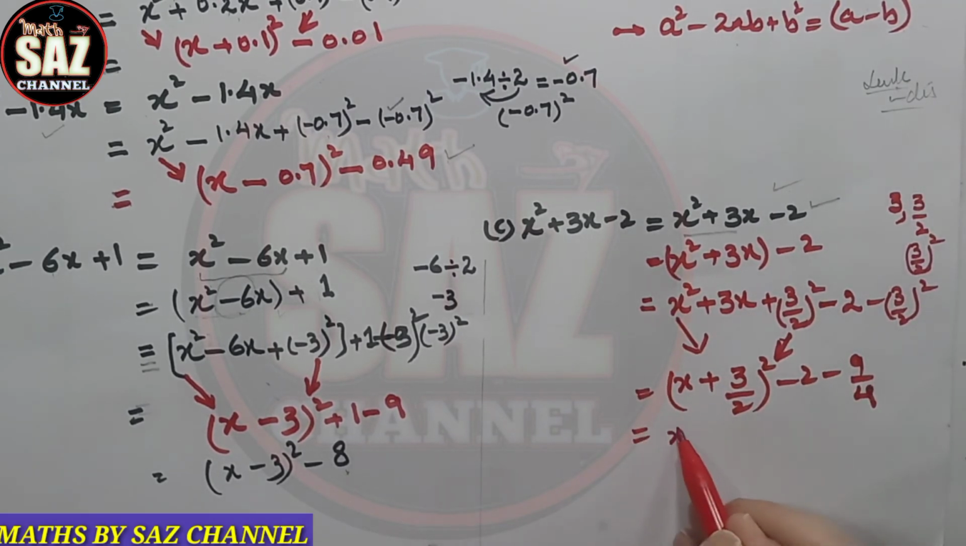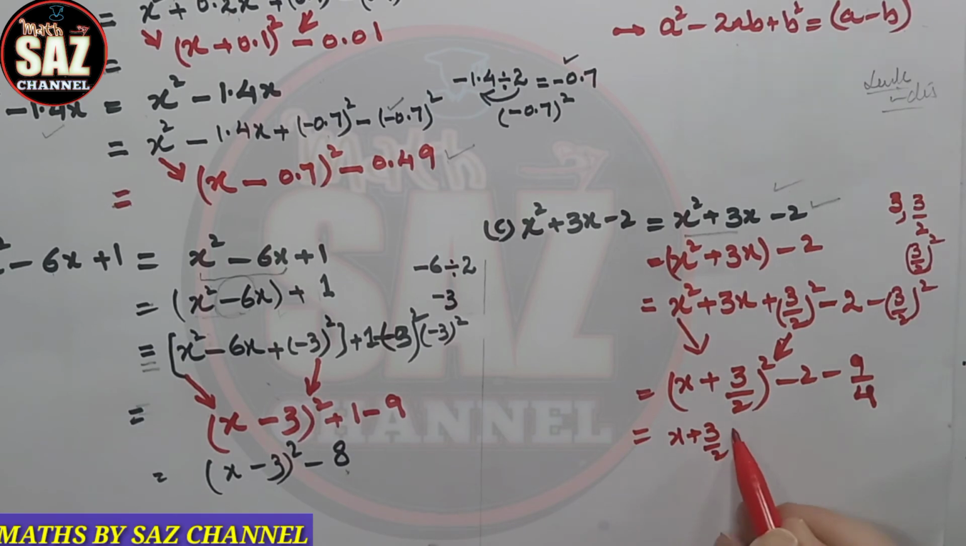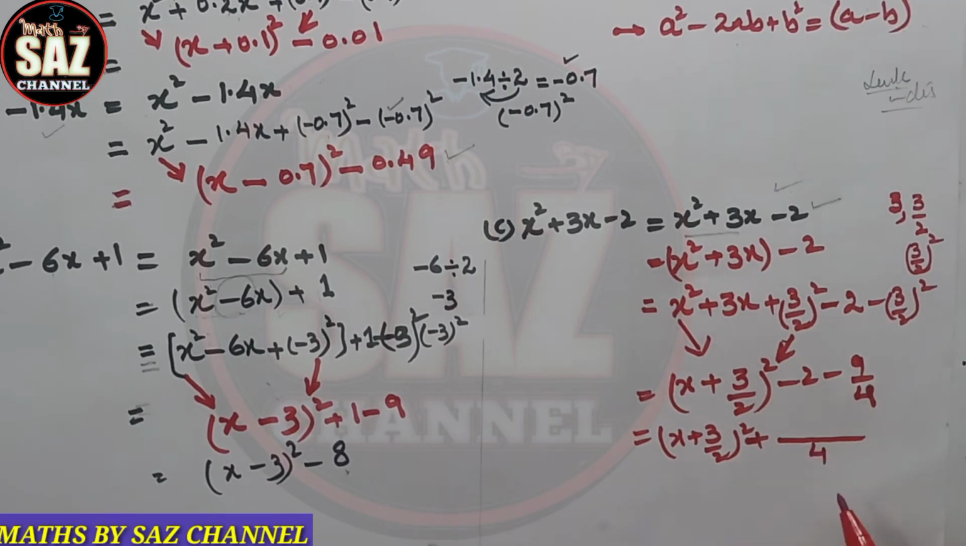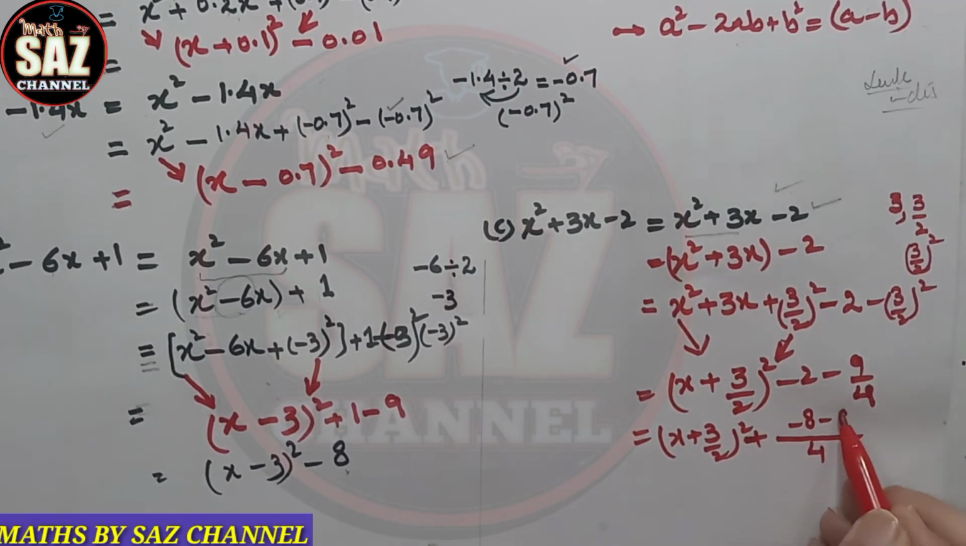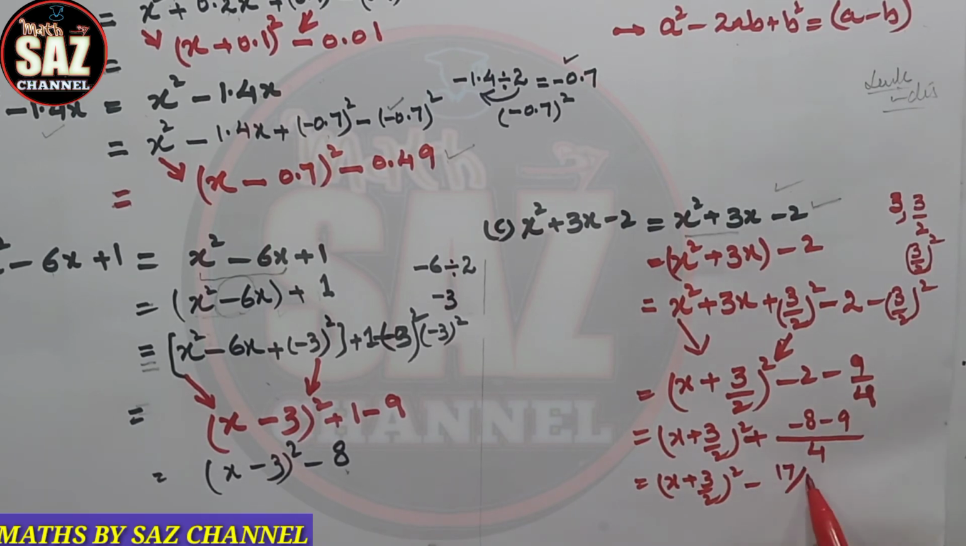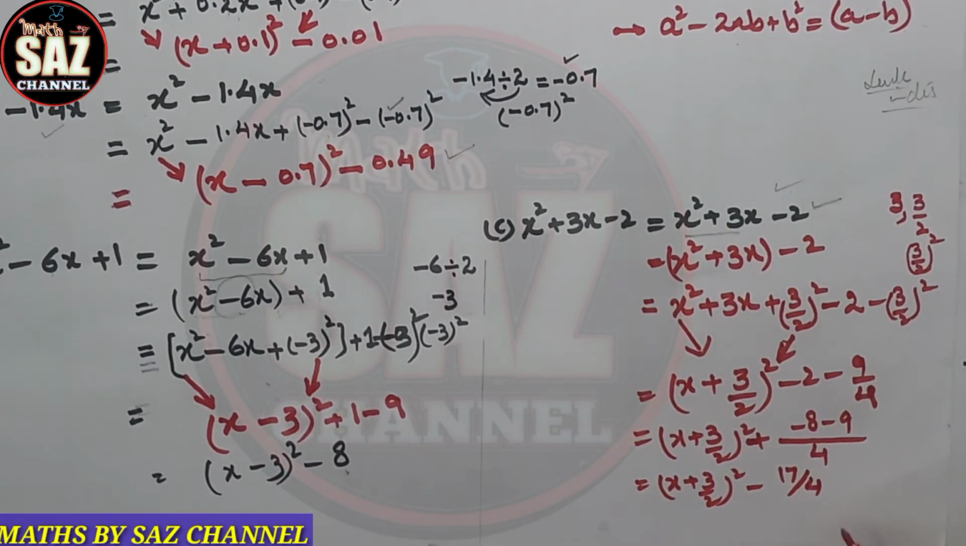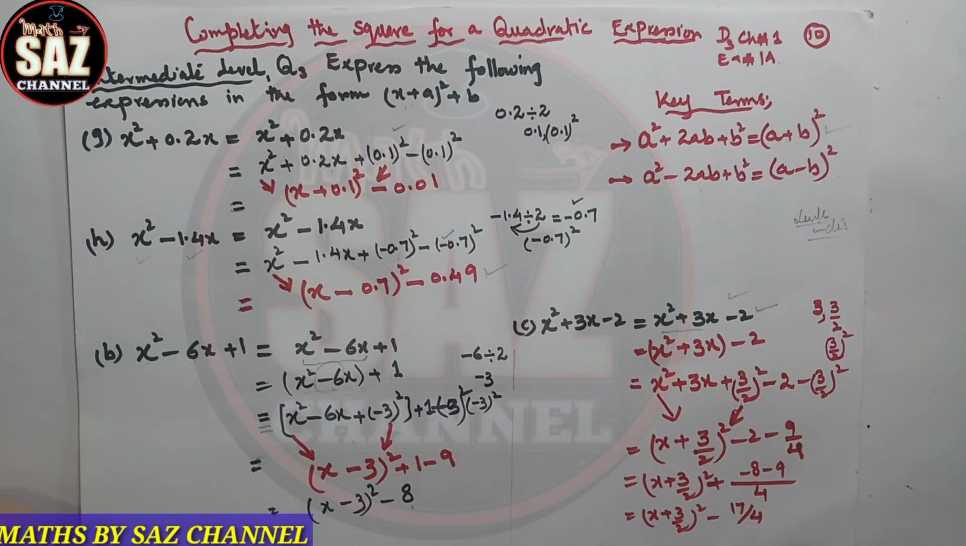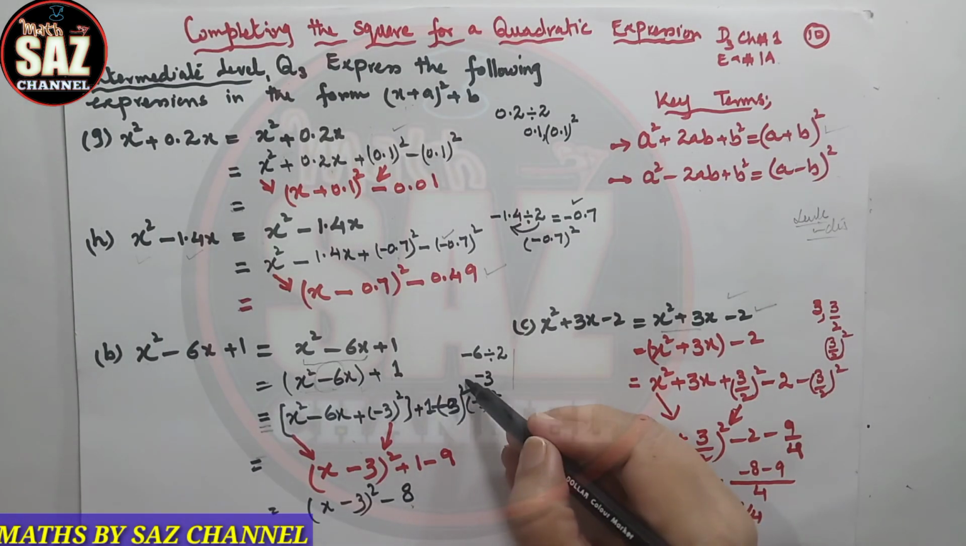Now quickly, x plus 3 by 2 whole square, I take the LCM here. Both terms are negative, 4 is the LCM, minus 8 minus 9. Now the expression becomes x plus 3 by 2 whole square minus 17 by 4. I hope you are clear about these two questions. For the next difficulty level, please catch me in the next class.